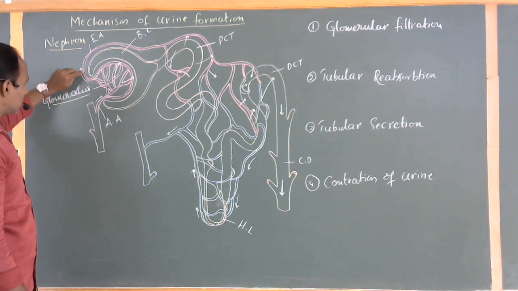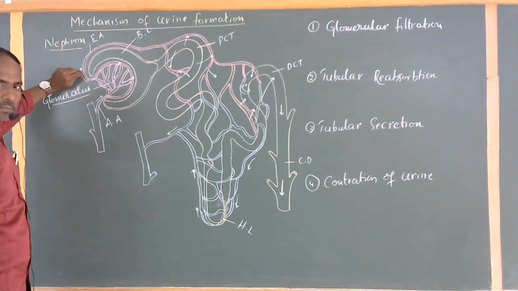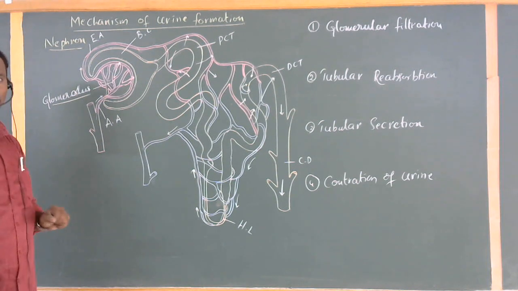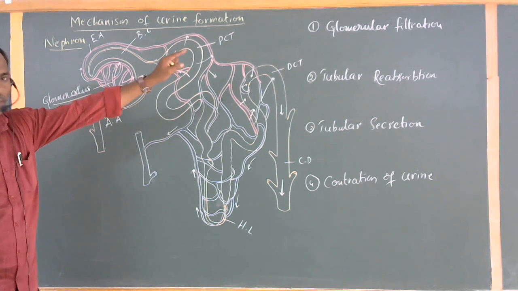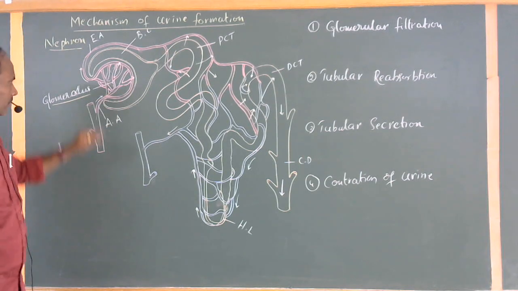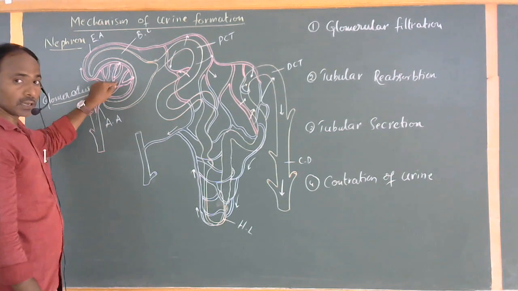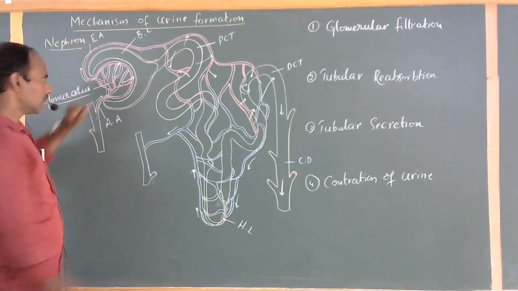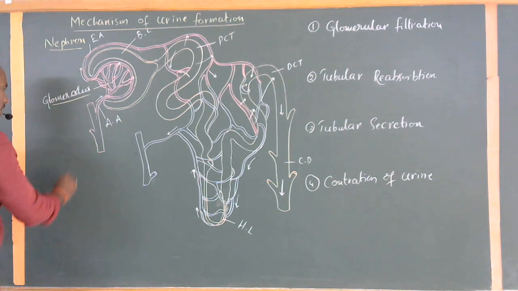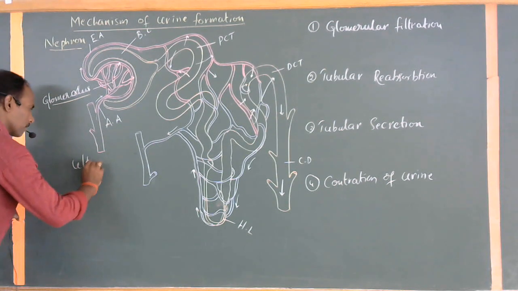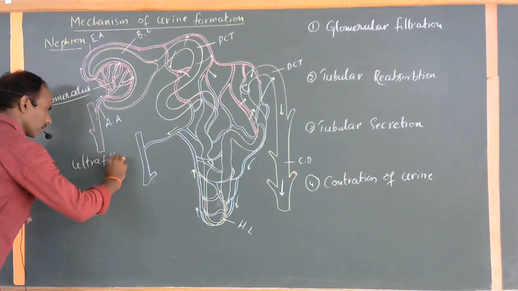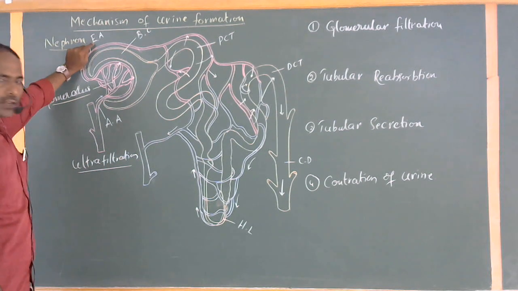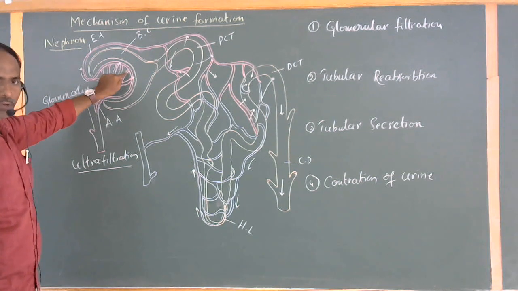Due to the narrowness of the efferent arteriole, a great pressure is created within the glomerulus. First one, how glomerular filtration takes place: a great pressure is created within the glomerulus. This particular filtration is commonly called ultrafiltration. Due to the narrowness of the efferent arteriole, there is a great pressure within the glomerulus.